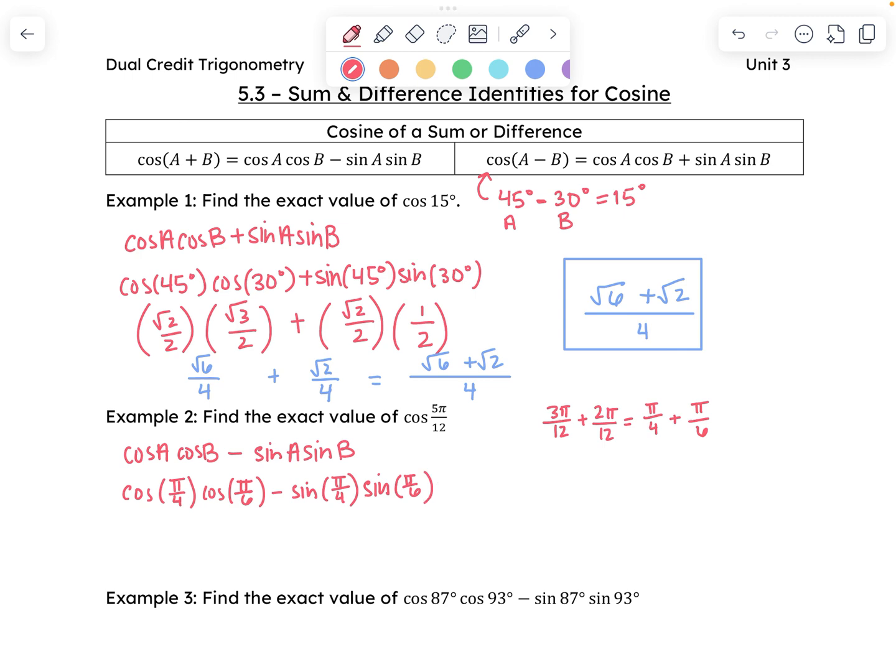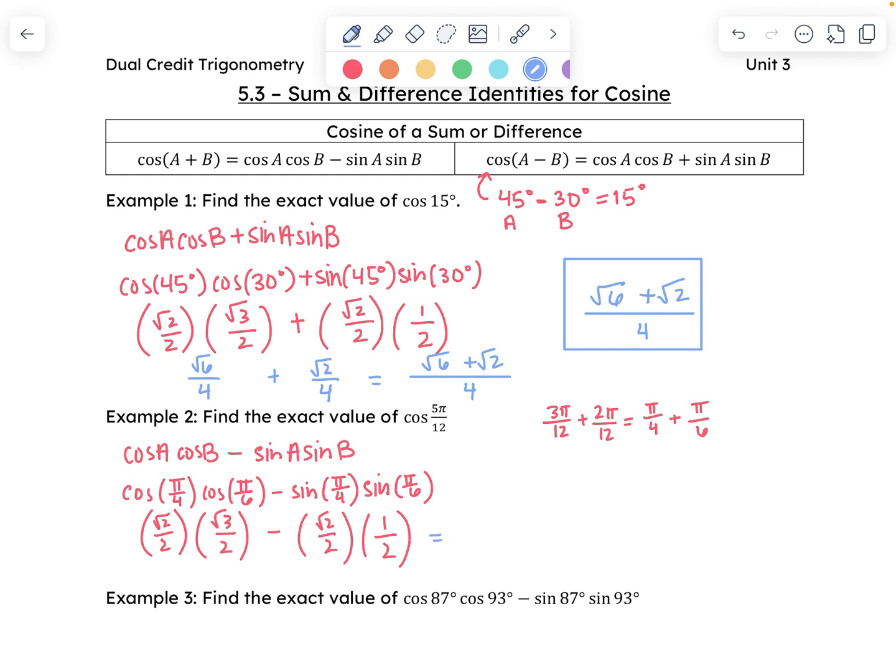The cosine of pi over 4 is the square root of 2 over 2. The cosine of pi over 6 is the square root of 3 over 2. The sine of pi over 4 is the square root of 2 over 2, and the sine of pi over 6 is 1/2. Looks pretty similar to what we just did up there, except now we're subtracting them.